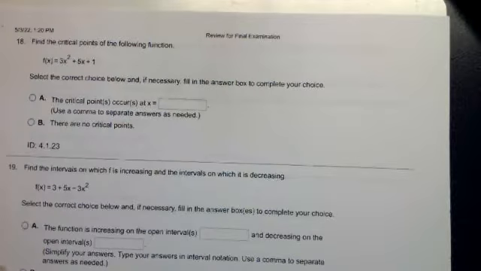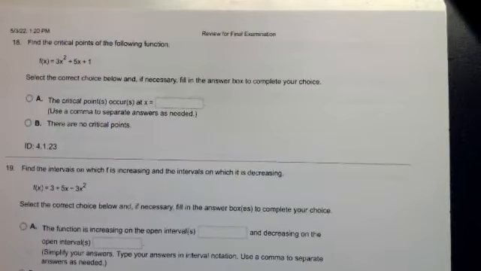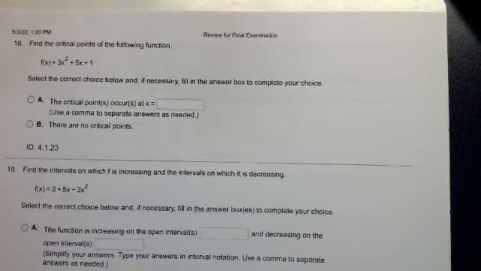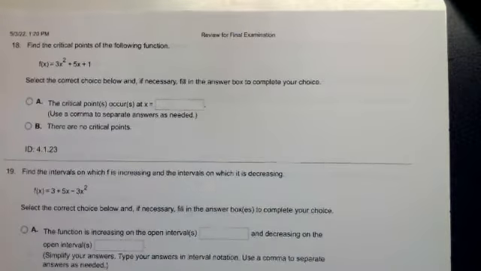Find the critical points of the following function: f of x is equal to 3x squared plus 5x plus 1. All right. Now, anytime you're finding critical points, you want to find the first derivative of that function and then set that first derivative equal to 0 and solve for x. And that will give you your actual critical number, I should say. As in the answer, it's going to say the critical points occur at x is equal to what?